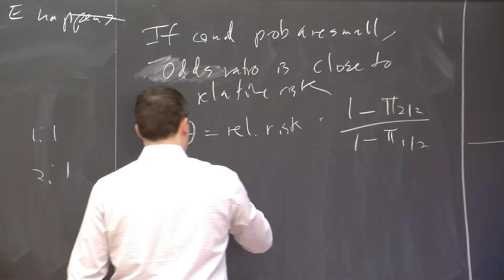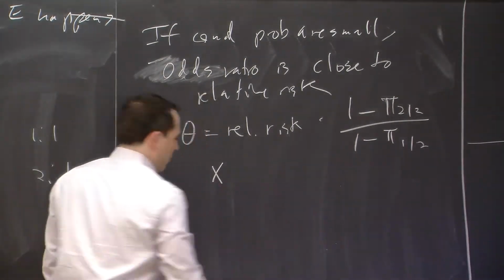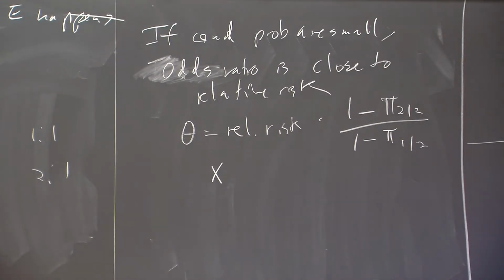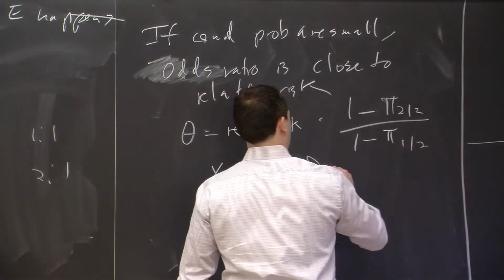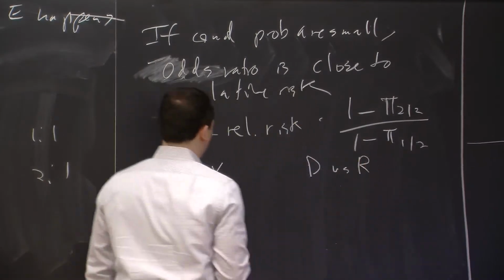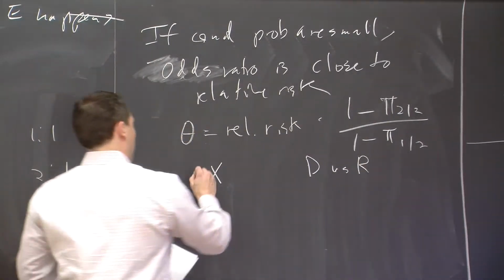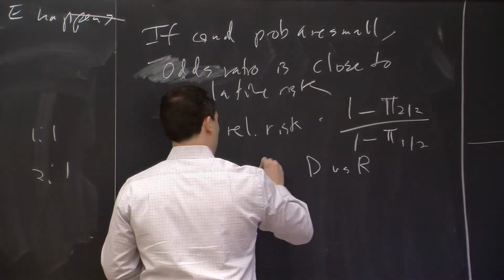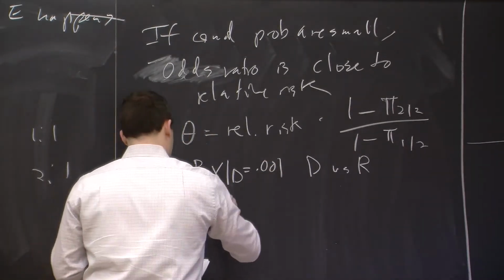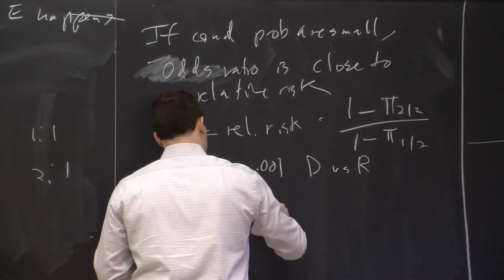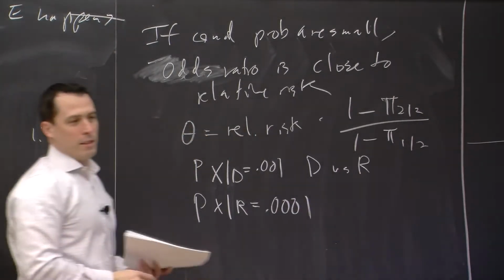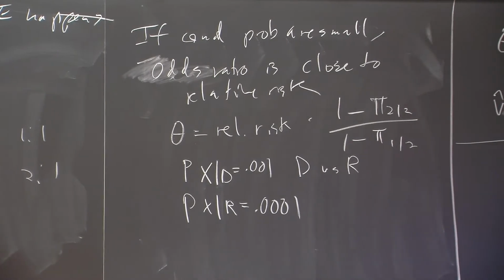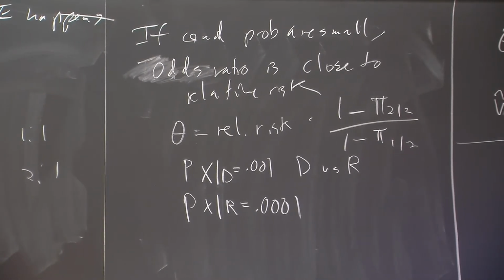suppose I'm thinking about flying on two different airlines. I have a choice between Drunken Airlines and Responsible Airlines. I have some probability of crashing. The probability of crashing on Drunken is 0.001, and the probability of crashing on Responsible is 0.0001. So wildly different, but not that bad either way.